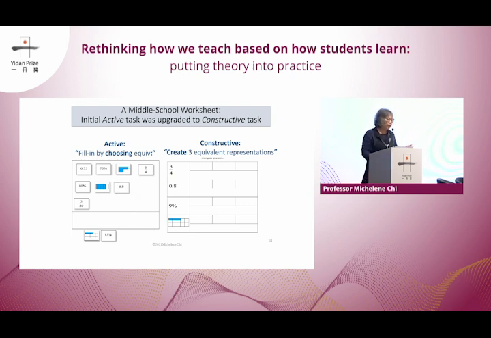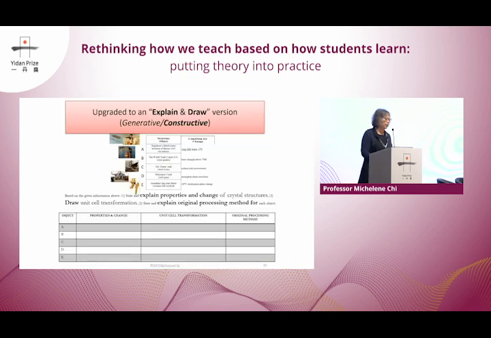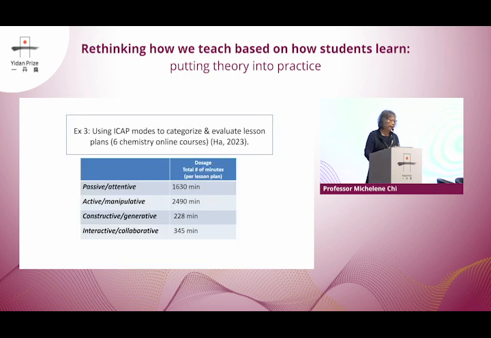And the teacher changed it to constructive: create 3 equivalent representations. So that was a very easy change. Second example comes from a college engineering classroom, where again, if you notice, this is just a selection task. You just choose from the options down below to fill in the blank. And the professor changed it to create and explain the change of properties and so on.